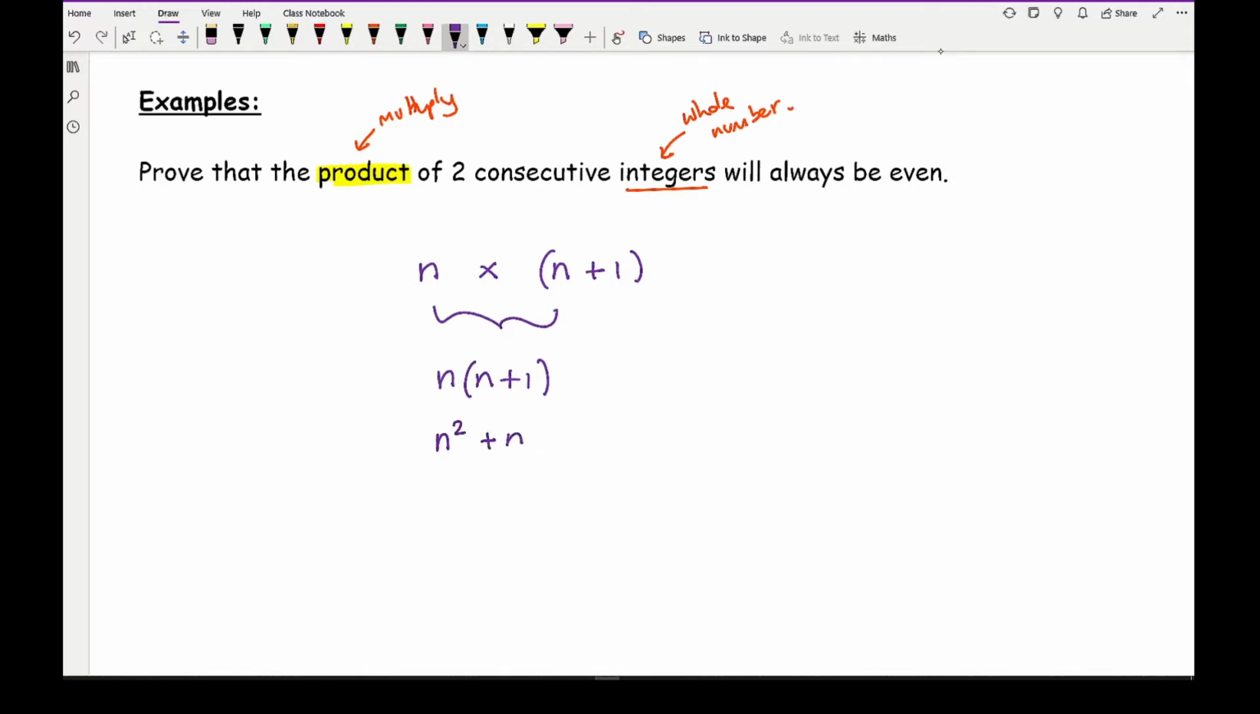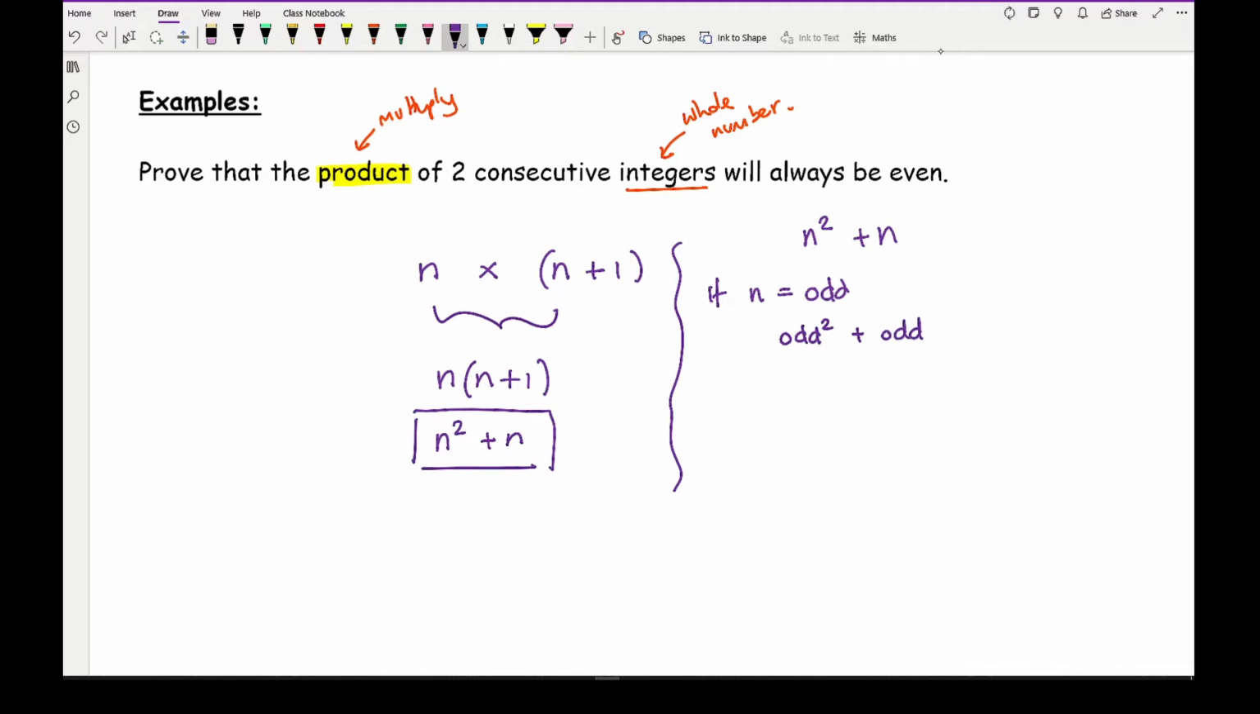Now with this expression that we've got here, if I just split this page up and I start by writing n squared plus n. Now n can only be odd or even. So if n is odd, then what we've got is an odd number squared plus an odd number. Now an odd number squared will always be even, plus an odd always equals an even number.